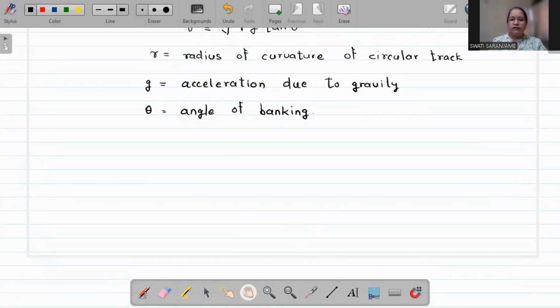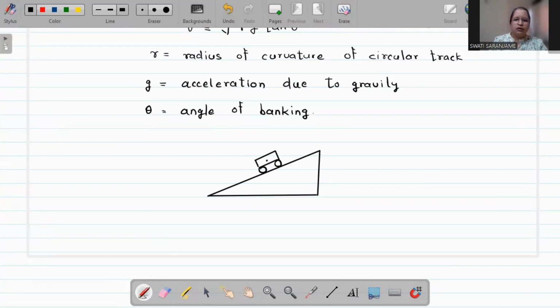Now, if a car or any vehicle is driven on the banked road and we are neglecting the friction, then we have seen the different forces which are acting on the car. If I have to show this by diagram, then it will be like this. This is a banked road on which a car is being driven, and here we are not considering the friction between the road surface and the surface of the tires of the vehicle.